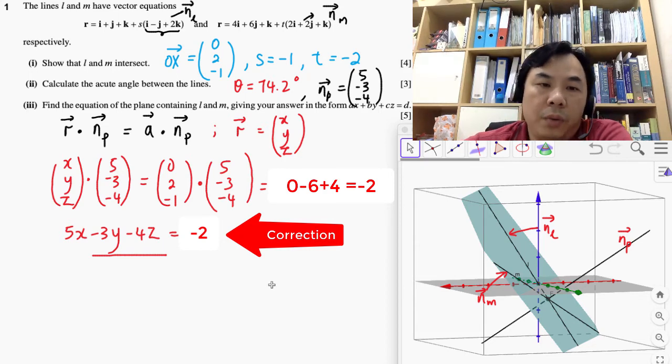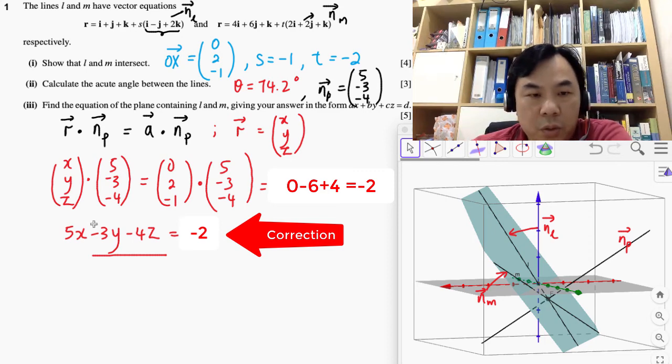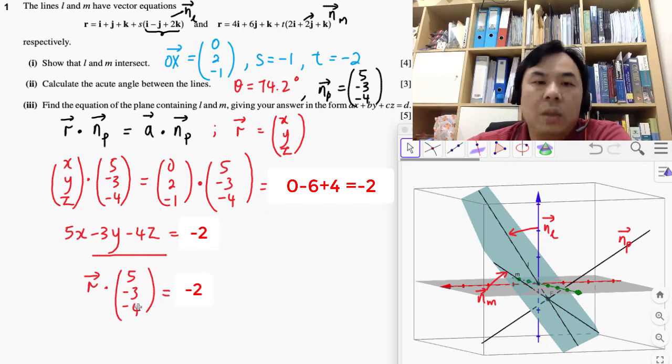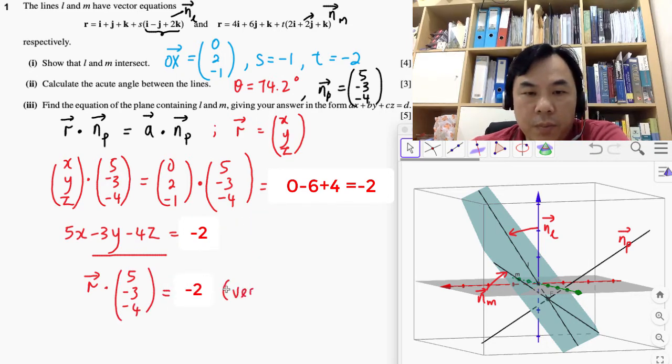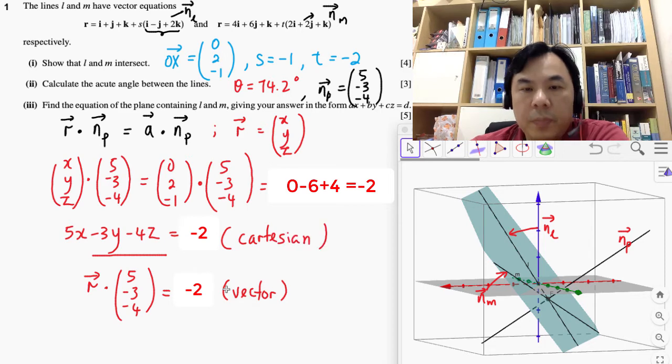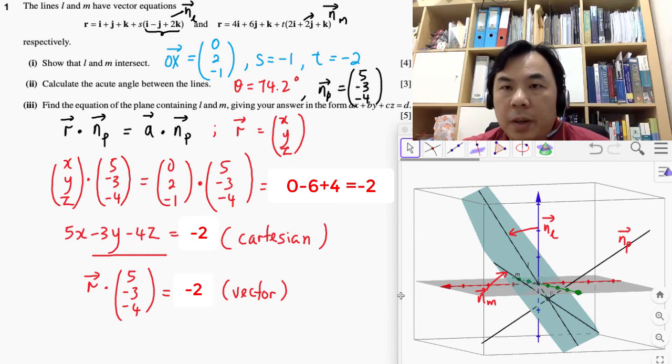Now, if you are interested to write this equation of the plane in vector form, you could have written that in this format, for instance, r dot n is equal to 3. So you can leave it in vector form, or you can write it in Cartesian form. I hope that is useful to you at this point. Now, I will walk through the second question shortly.